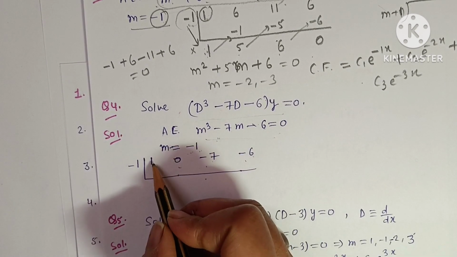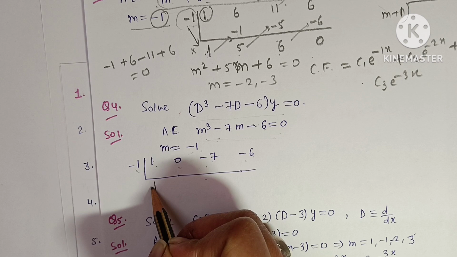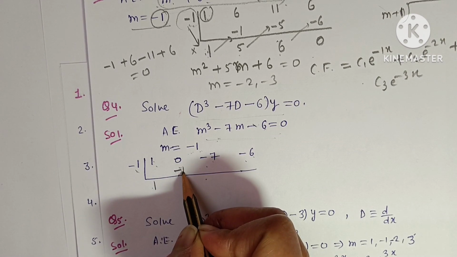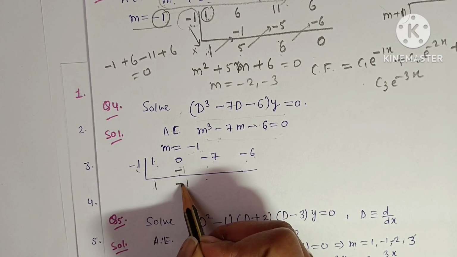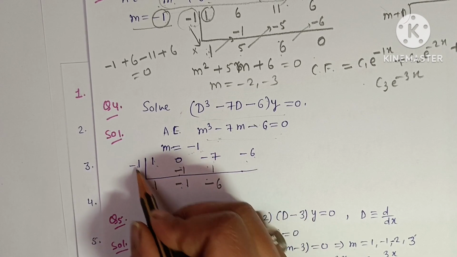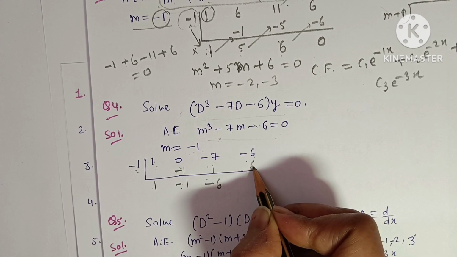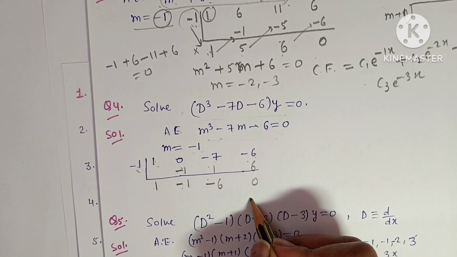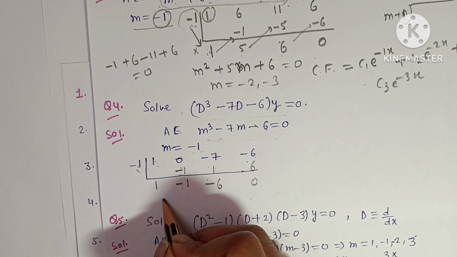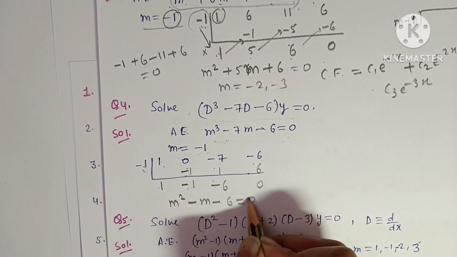According to the method, I should write this 1 here. Then the multiplication of -1 and 1 will give -1, so -1 will go here. Then again multiply these two, you will get 1, so put 1 here. Then adding, I have -6. Then the multiplication of -1 and -6 gives 6, so I am putting 6 here. So I am getting 0 after adding these two. Okay, then the quadratic factor is m square minus m minus 6 equal to 0.